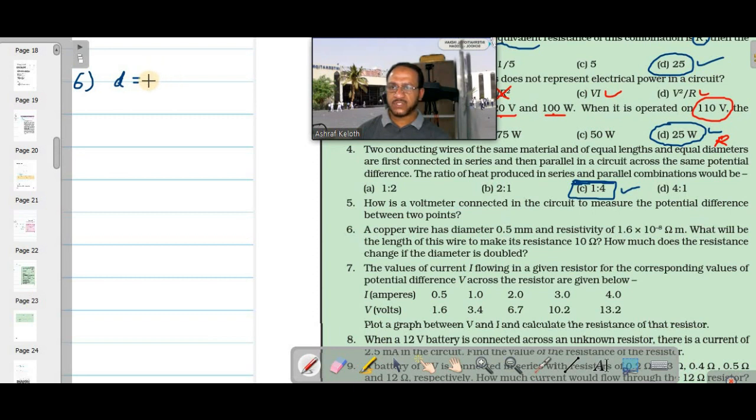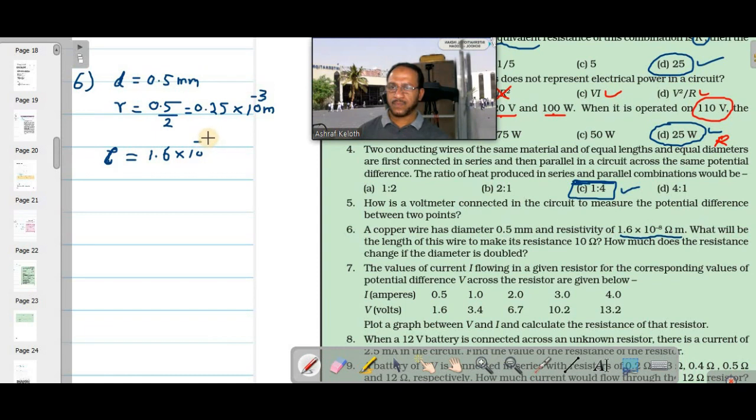It is given diameter of the wire. What is diameter of the wire? 0.5 millimeter. But we need radius. Radius will be equal to 0.5 by 2. Half of this is equal to how much? 0.25 millimeter. Millimeter is not an SI unit. For converting millimeter into meter, we can divide by 1000 or multiply by 10 raised to minus 3. Resistivity is given, rho is equal to 1.6 into 10 raised to minus 8 ohm meter.